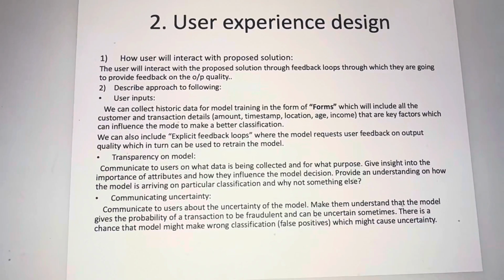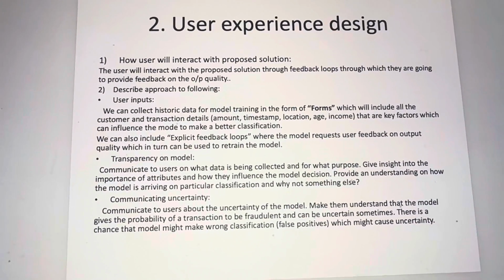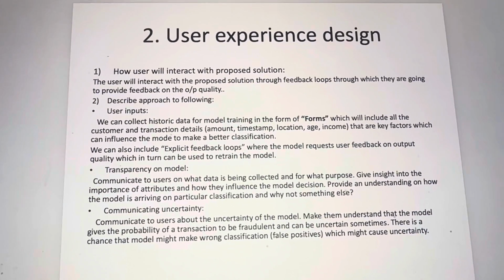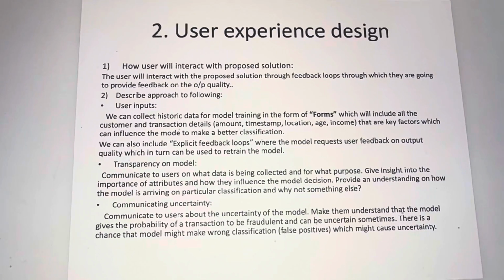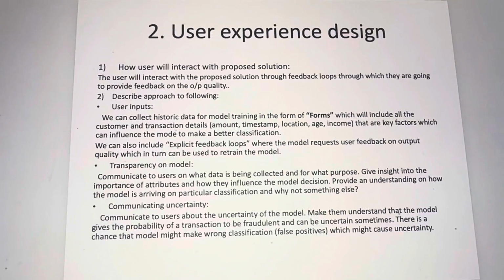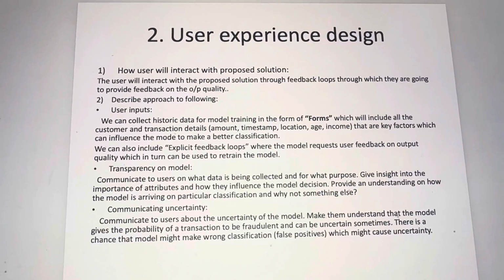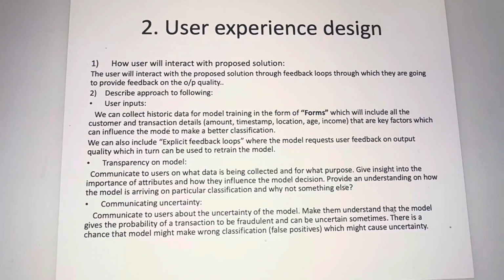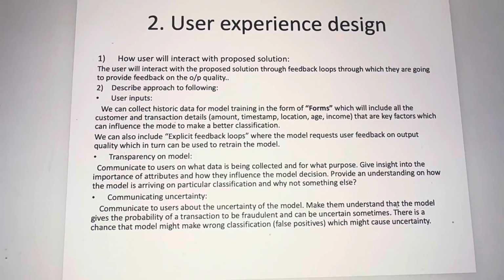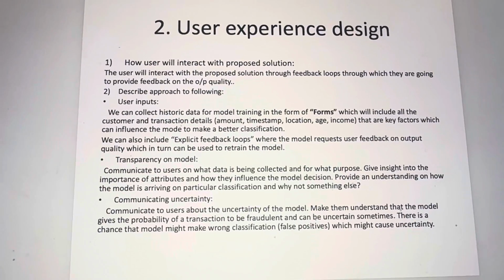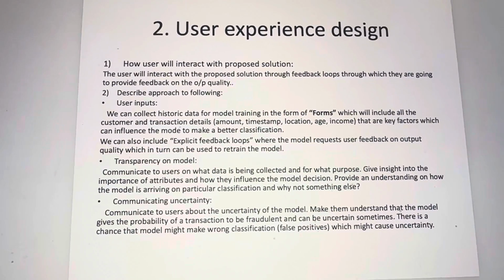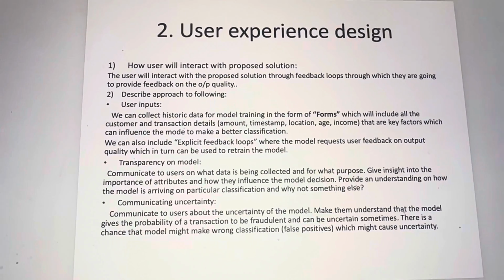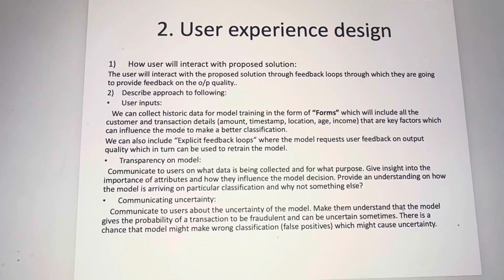And for transparency on the model, we should make sure that we communicate to users what data is being collected and for what purpose that data is being collected, and also provide insight into the importance of attributes and how they influence the model decision. We also can explain the model and make it interpretable so that they can understand how the model is arriving at a particular classification and why not something else.